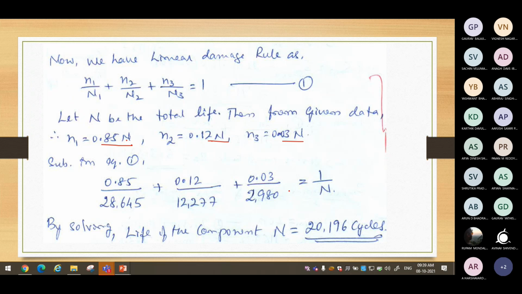Use that and simply go to the linear rule. You are going to find what is the life N. Calculate for N. Okay. This is the solution for the problem. Anybody is having any doubt or any queries, or not followed the solution?